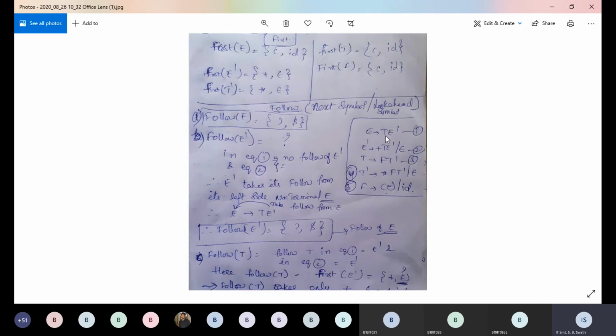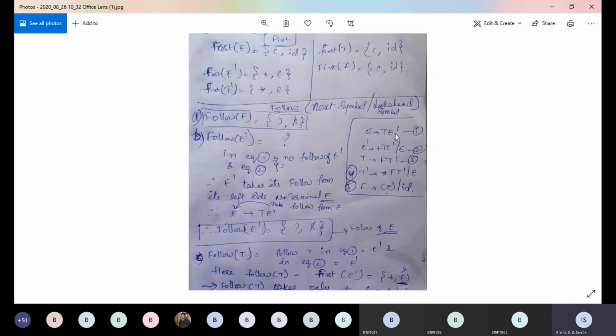Is this clear? So don't get confused here. When there is no element after it, you can borrow the follow of the parent directly. But when there is a successive element like this, after T if you have E dash, then you should take the first of E dash only. You should not take the follow of E dash.